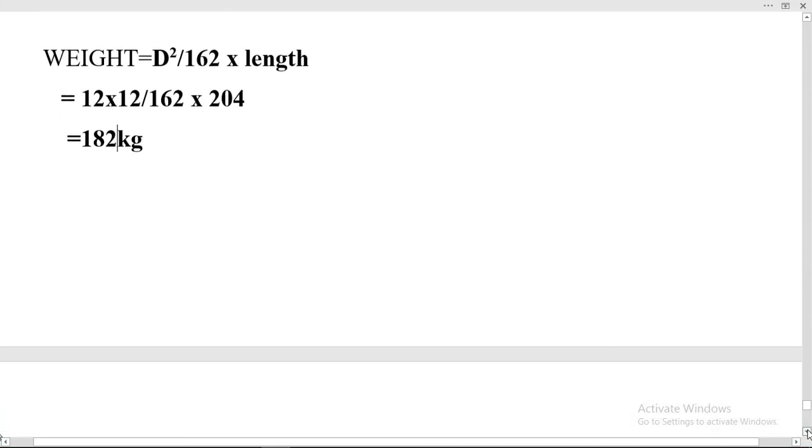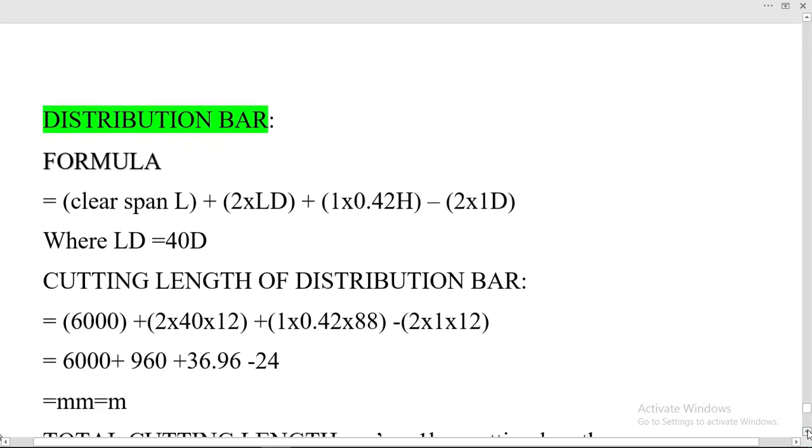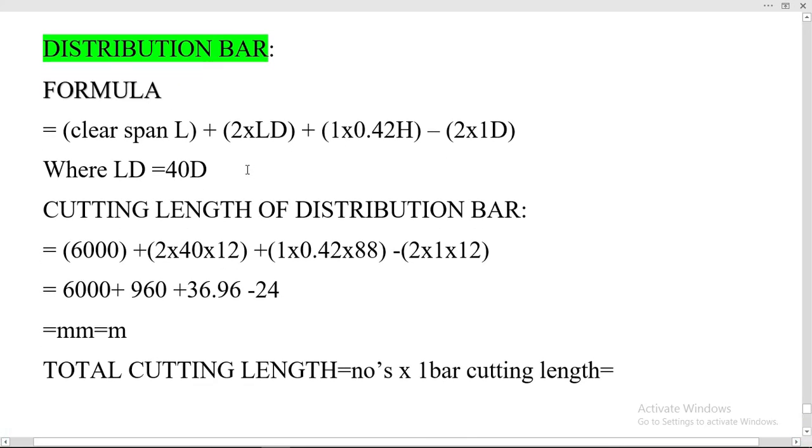Now let's move to the distribution bar. Distribution bar formula is the same, because the distribution bars are also having one bend length and two 45-degree bends. So same formula, let me finally calculate it. We just put the values here, but here you can see clear span is changing. Clear span in the distribution bar on the longer side we have 6000 millimeters. So let me calculate now finally on the calculator.